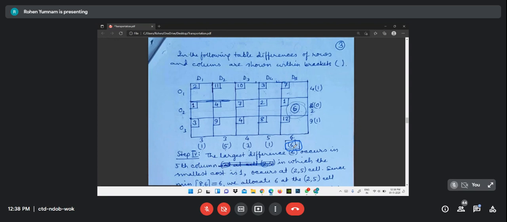Assignment should start in this column. And then what is to be done? See, this column you have to select. Then which row is to be selected, that you have to search. You have to start here. You have to give this maximum 6 here. You have to select this.